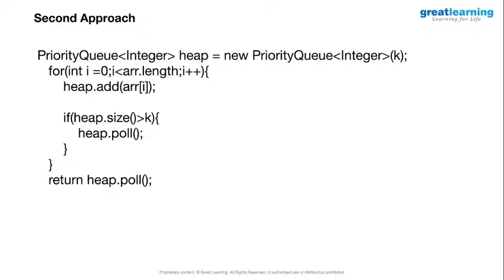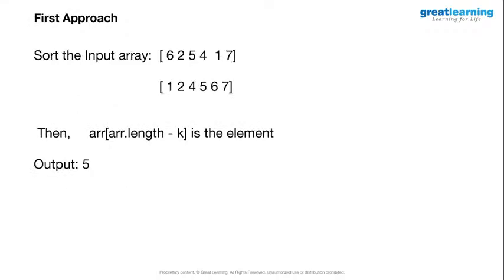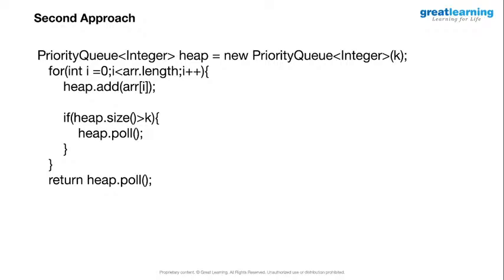Now what I did, I inserted the first element, that is 6, in the heap. Now I checked, is my heap size greater than k? Obviously it is not. There is only one element in the heap, right guys? And k is 3, so 1 is not greater than k. So I won't be popping or removing anything from the heap.